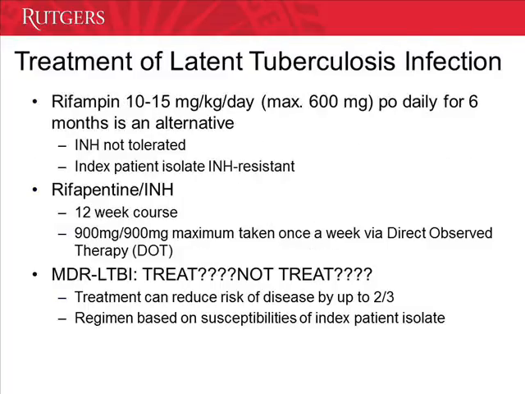And treatment, the other regimens. That's the regimen, the most common one I just spoke of. But there is rifampin, 10 to 15 mg per kg per day, max 600 milligrams, PO daily for 6 months as an alternative. This is in people who INH is not tolerated, but most children tolerate it, and I like INH. And if you find that the index patient isolate is INH resistant, you may refer to this. There's rifapentine with INH. It's a 12-week course. However, this is only for adolescents, 12 years and over.